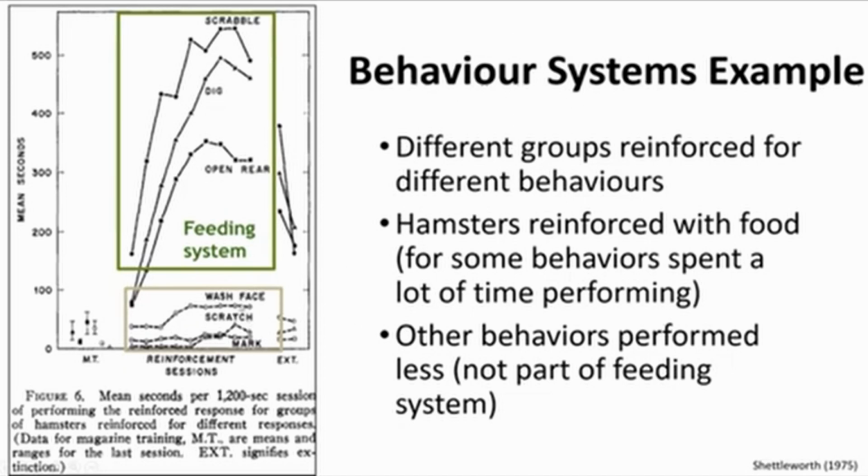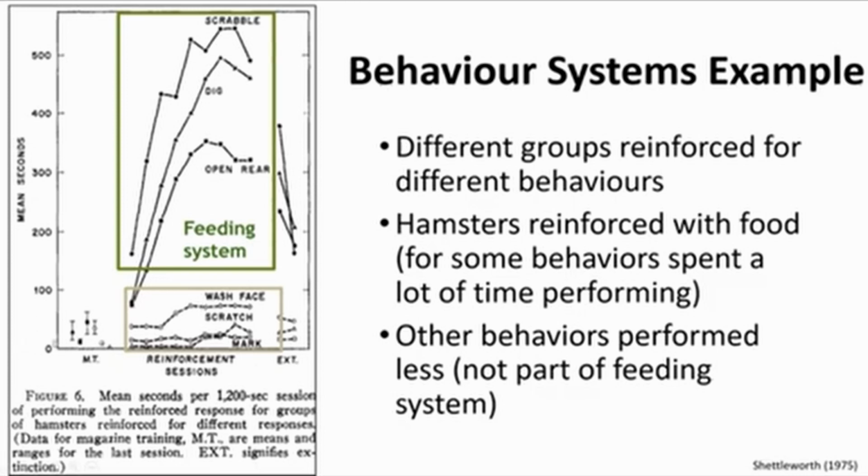And then we had 3 others who were reinforced for behaviors that weren't necessarily linked to the feeding system. So things like washing their face, scratching, or marking their territory. And all 6 of these groups were actually reinforced using food, just like our raccoon was. So whenever they did the behavior that their group was being reinforced for, they would receive food.